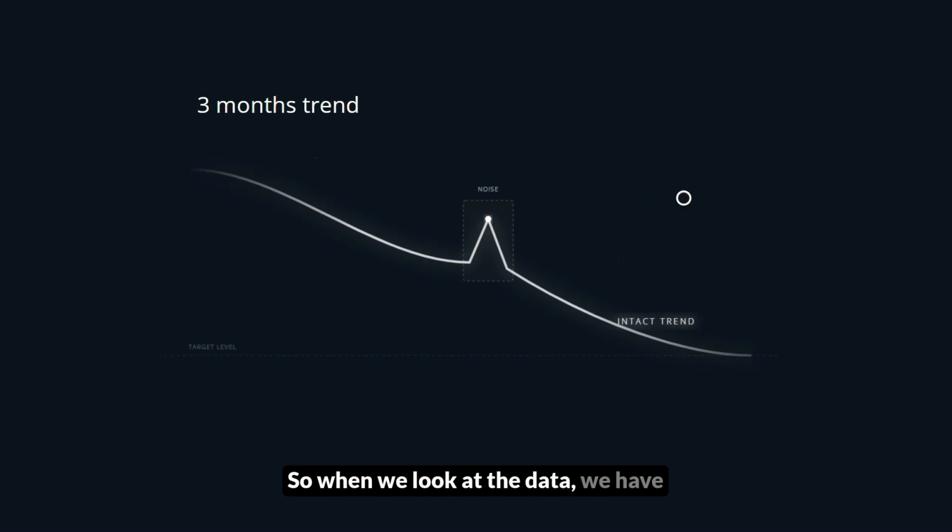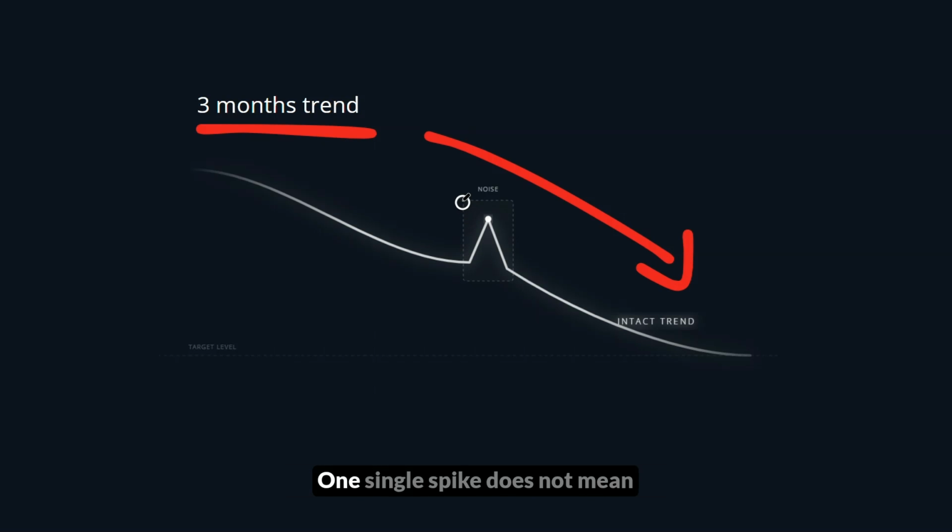So when we look at the data, we have to look at it in a 3-month context. What has the data been trending on over the past couple of months, or the past 3 months? Has it been trending higher or lower? One single spike does not mean anything if the 3-month trend, for instance, is lower. This is what the central bank looks at, and this is what you should also look at, because you want to be able to understand what the central bank is going to do next. They're not going to react just to a single surprising data point. They're going to look at the trend.